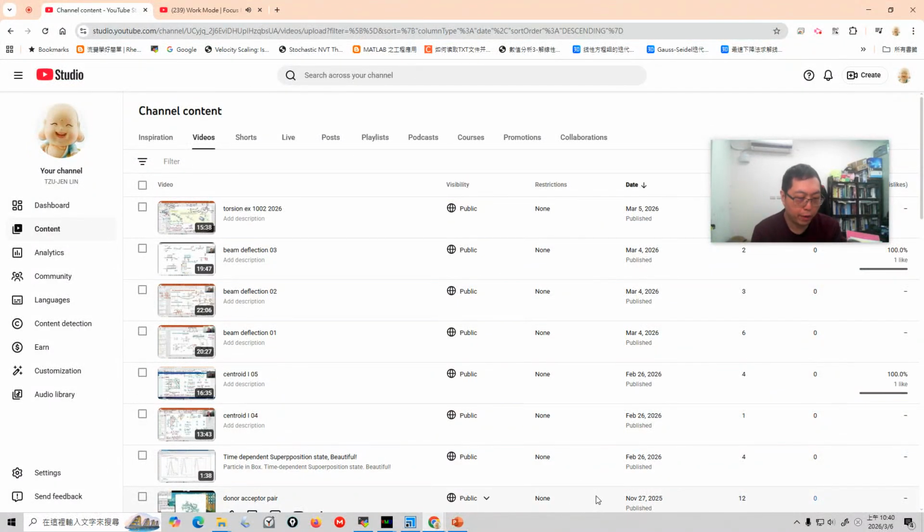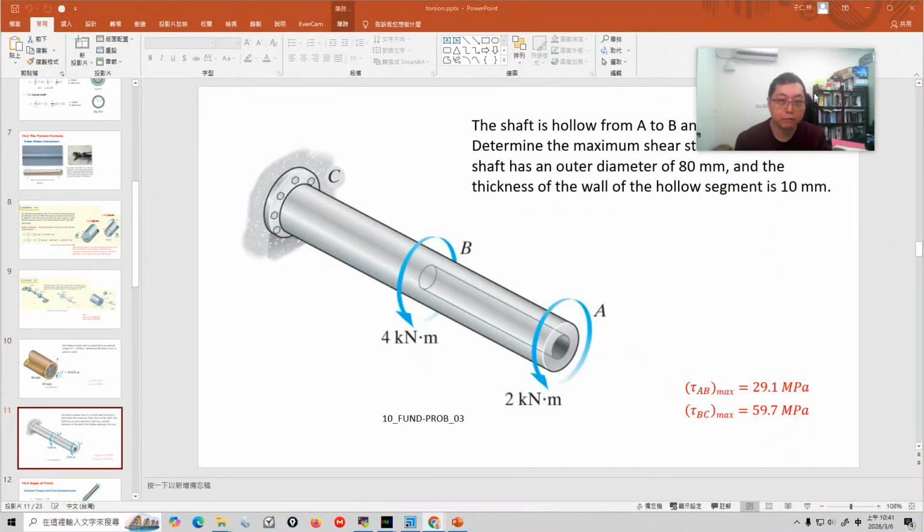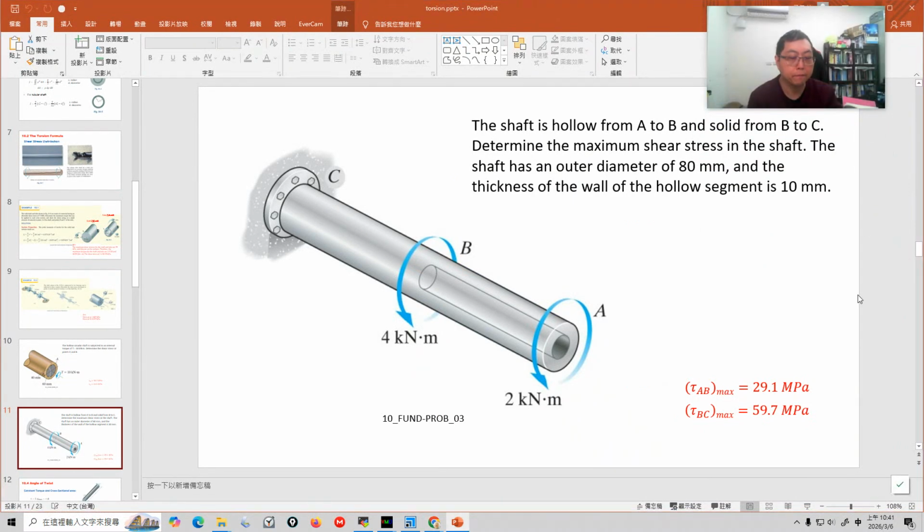Okay, hello everyone. This is a remake video for fundamental problem 10.3. I want to remake it because in the previous video I found a little sign convention issue, so I decided to remake the video for this problem. I want to unify the sign convention in the torsional load problem. So let's look at this problem.